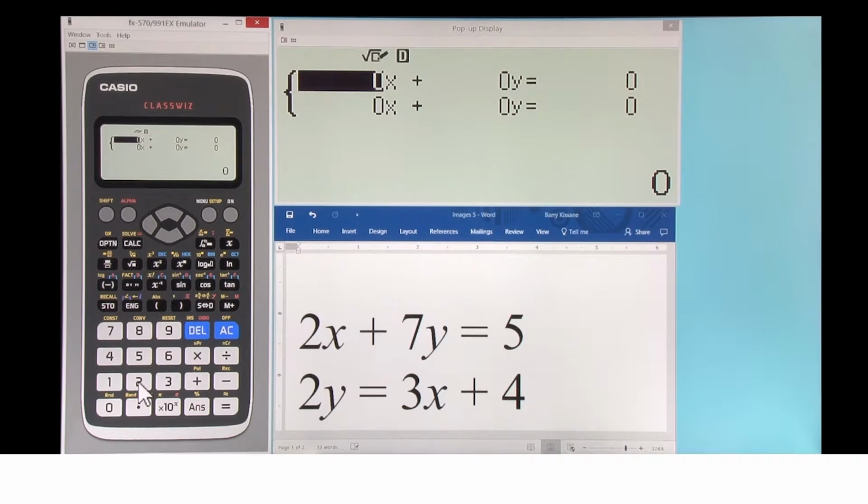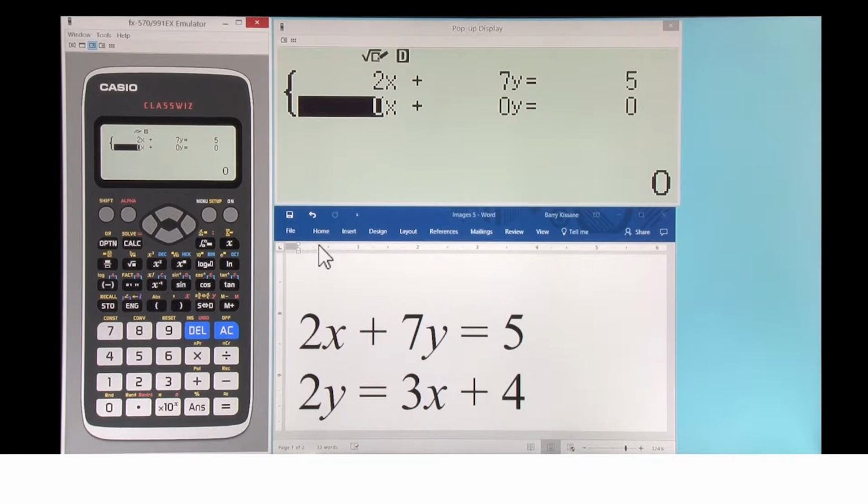And you can see that ClassWiz expects the equations to be entered with the x term, then the y term, then the constant term. So for the first of our 2 equations, x is 2, so that's okay, and tap the equals key. Y is 7, that's okay, and the constant term is 5, that's all right.